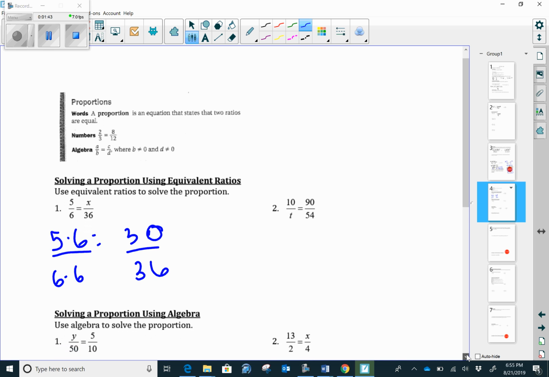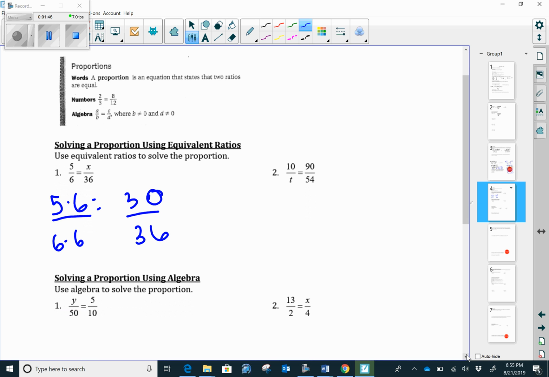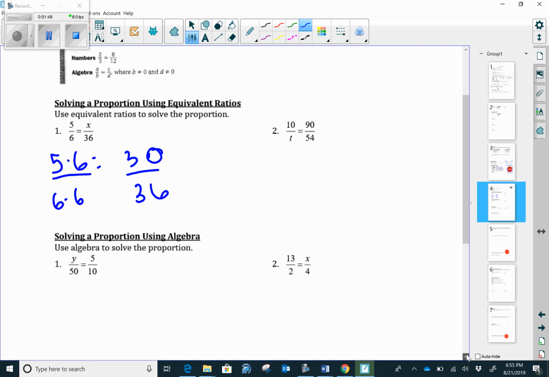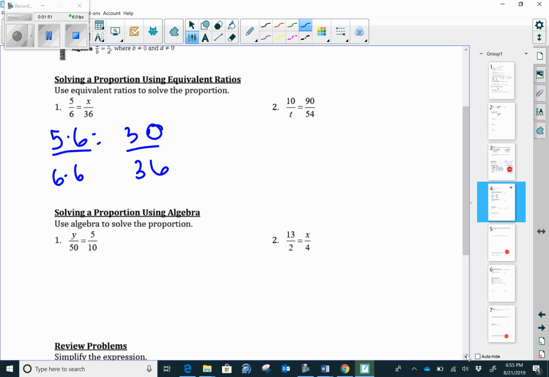Now let's go on to the next section. Solving a proportion using algebra. Well, algebra could be similar. I can look at 50 in the one ratio and 10 in the other ratio. So what do they have to multiply 10 by to get to 50? 5. So they must do the same thing to the numerator. 5 times 5 is 25 in the numerator, so y is 25, since we know that 10 times 5 is 50. So y equals 25.